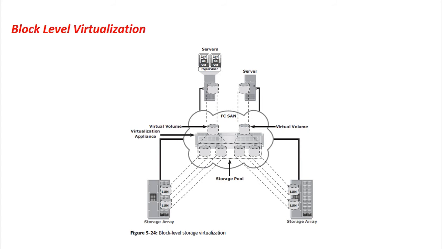As shown in the diagram, a virtualization layer exists at the SAN. It abstracts the identity of the physical devices and creates a pool from heterogeneous storage devices. So there is an abstraction layer, or we call it a virtualization layer, that abstracts the identity of the physical storage devices. Virtual volumes are created from the storage pool and assigned to the host.